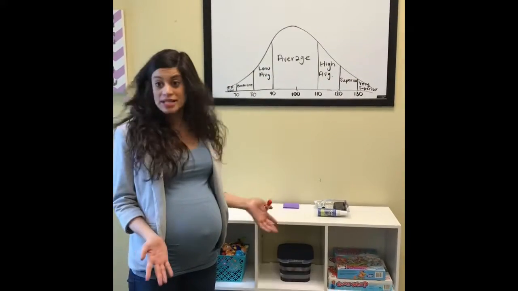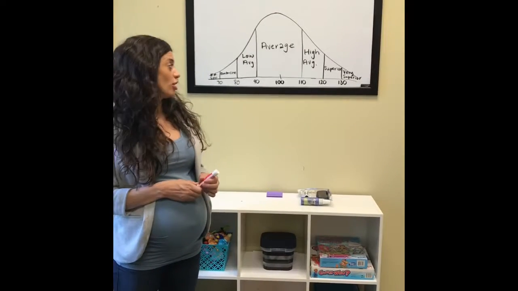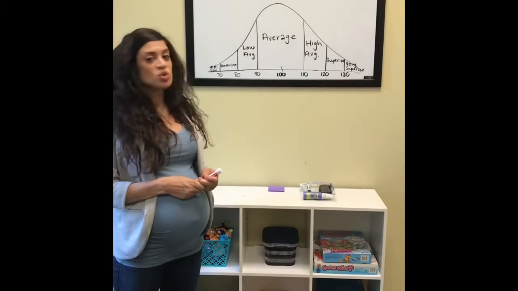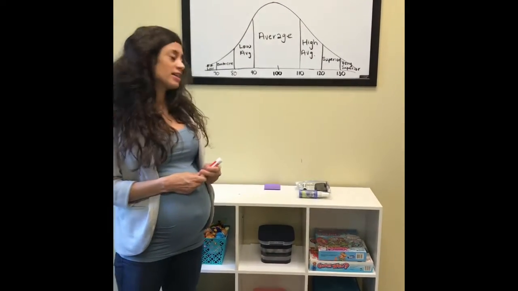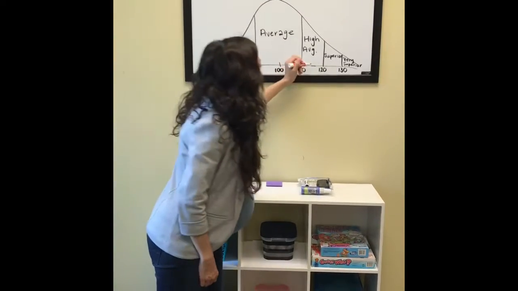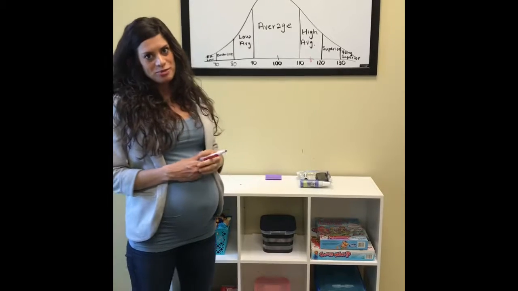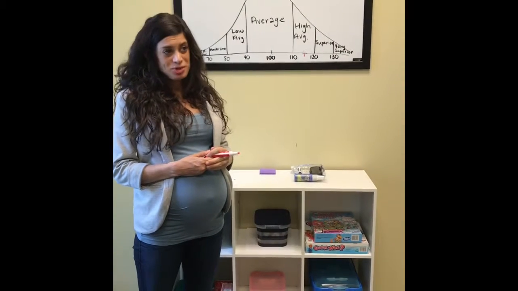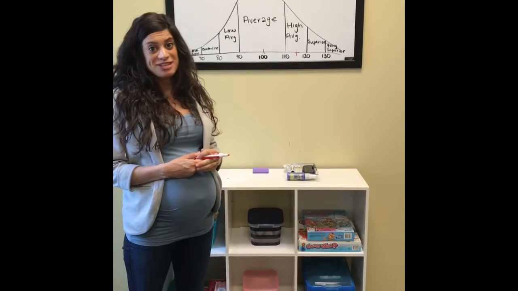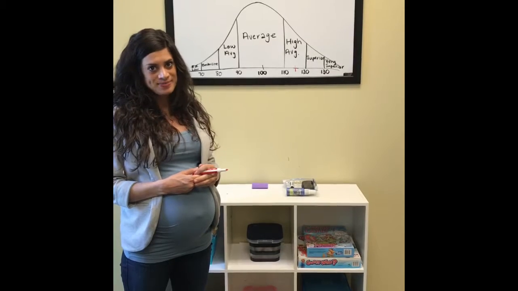All right, so for example, this is how we might use the bell curve. A child might have earned a score of 115 on a cognitive measure, so that would place them right about here in this high average range, and that's at the 84th percentile. That means that this particular child has very strong reasoning and problem-solving skills.